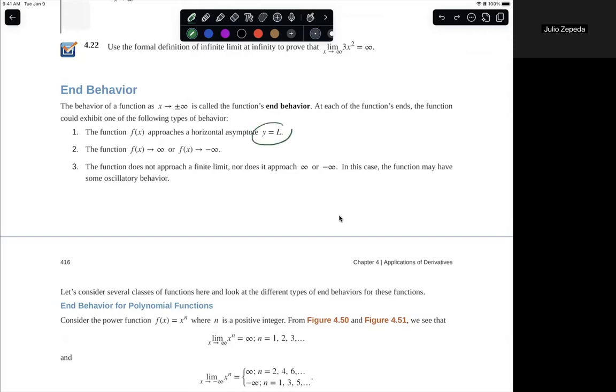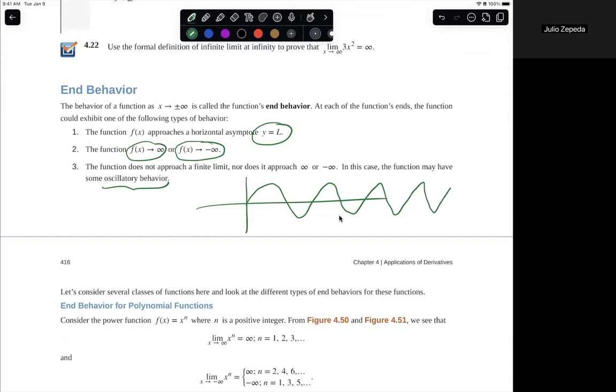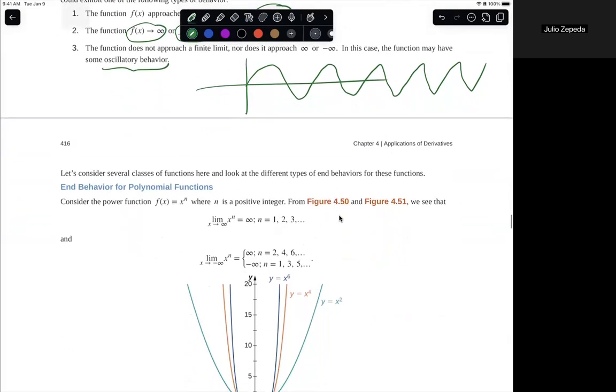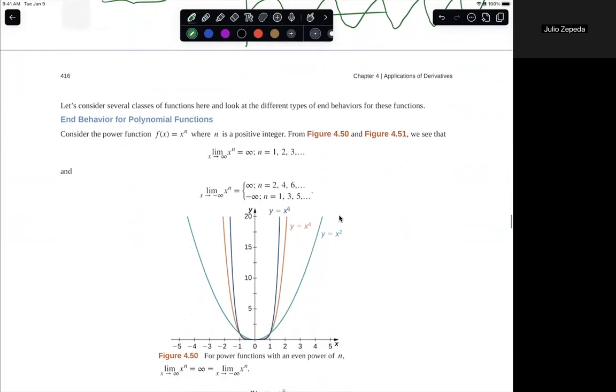So at the end, it can approach a horizontal asymptote, y equals L. It can go to positive or negative infinity. Or number three, it says the function does not approach a finite limit, nor does it approach positive or negative infinity. In this case, the function may have some oscillatory behavior. And so that's like a function like the sine function. It never approaches a single value, but it also doesn't go to infinity. It just kind of continues to go up and down. Okay, so let's take a look at different types of functions and their end behaviors. So the one that you've probably seen before is for polynomials.